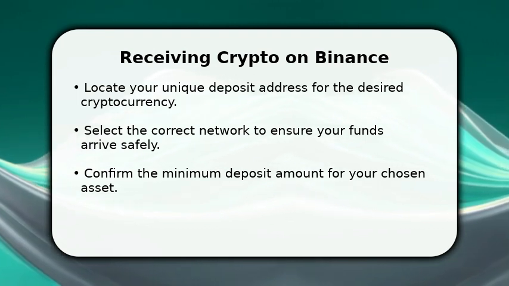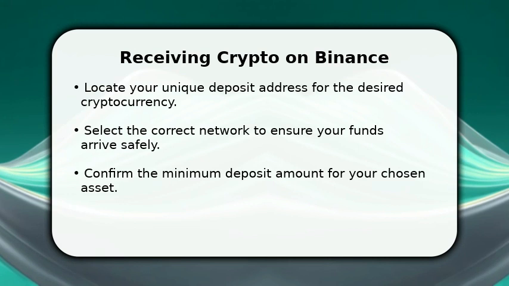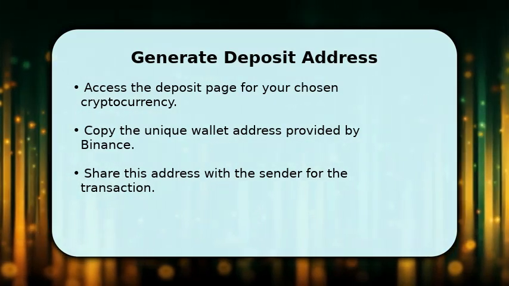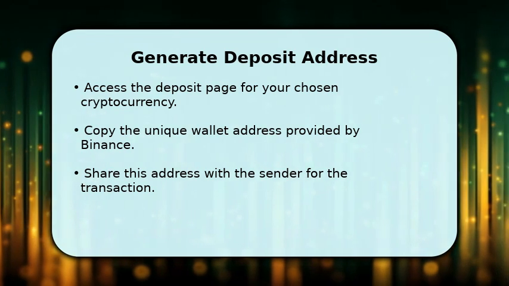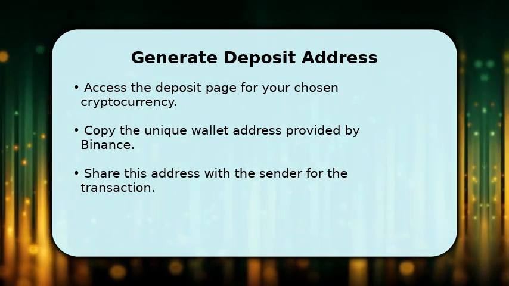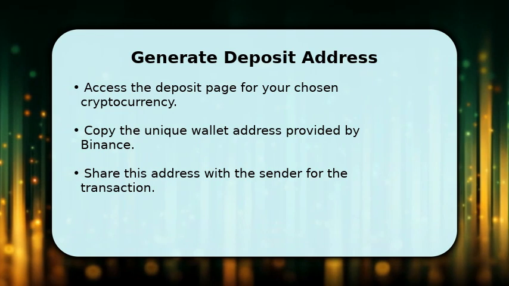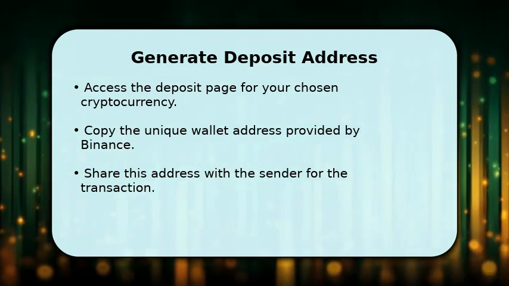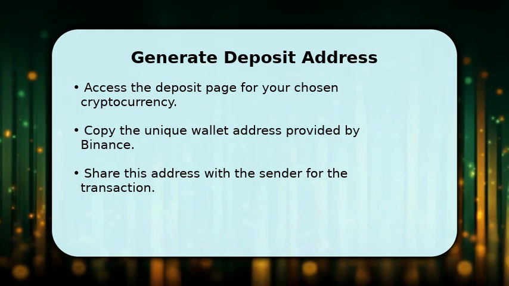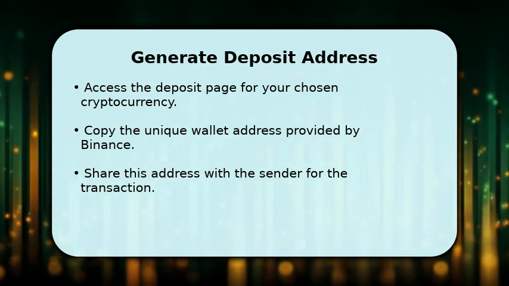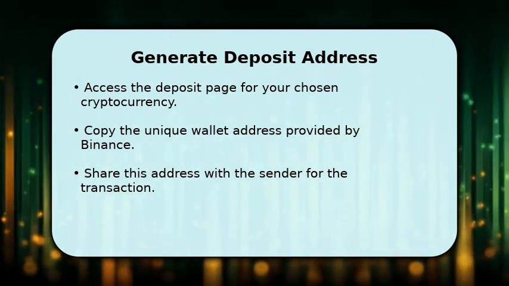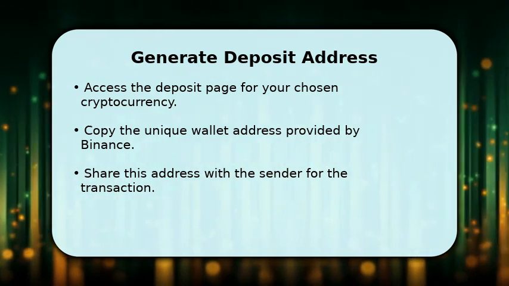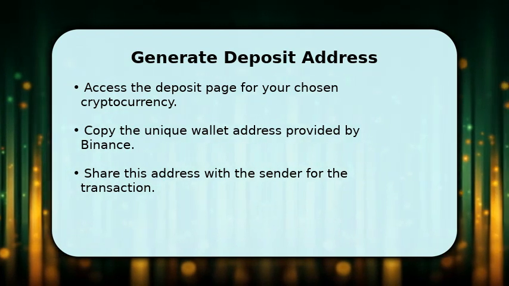Once selected, your unique deposit address will be displayed. After selecting your cryptocurrency and network, Binance will generate a unique deposit address for you. This address is like your bank account number for that specific crypto. You can easily copy this address with a single tap or click. It's vital to use this exact address for the transaction. If you're receiving from another Binance user, they can use the internal transfer option, which is often faster and fee-free.